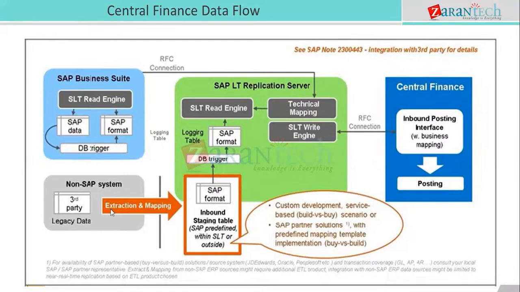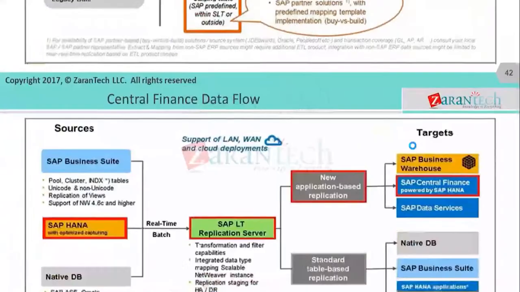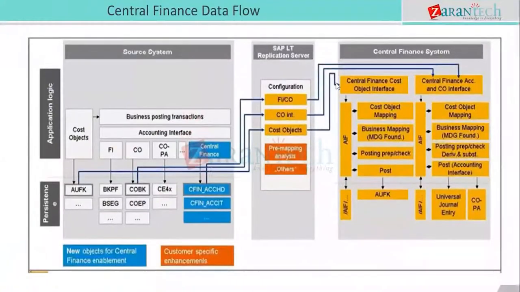Once we have done the extraction of the data from the non-SAP system and the mapping is successfully completed, then through the trigger-based approach the document will flow to Central Finance. Once the document has been entered into Central Finance, the interface we use is called AIF, Application Interface Framework. Whatever the errors, we have to monitor the errors.